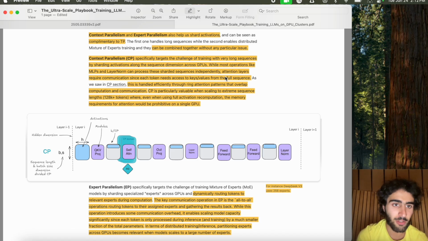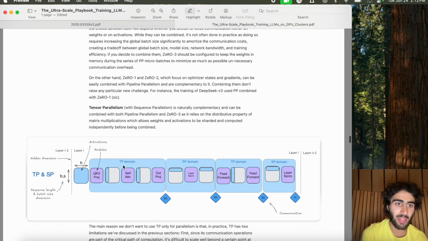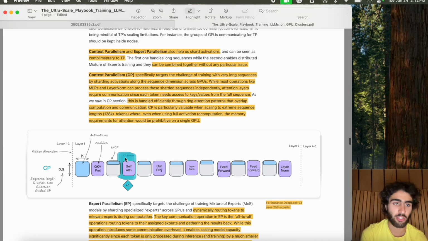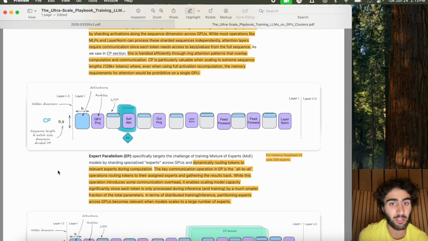And for context parallelism, we have the exact same diagram that we looked at last video. However, the domain has changed and we do context parallelism within the multi-head self-attention layers inside of our transformer block, and anything else here, if you'd like to have the explanation for and you have not watched the last video, then please do.